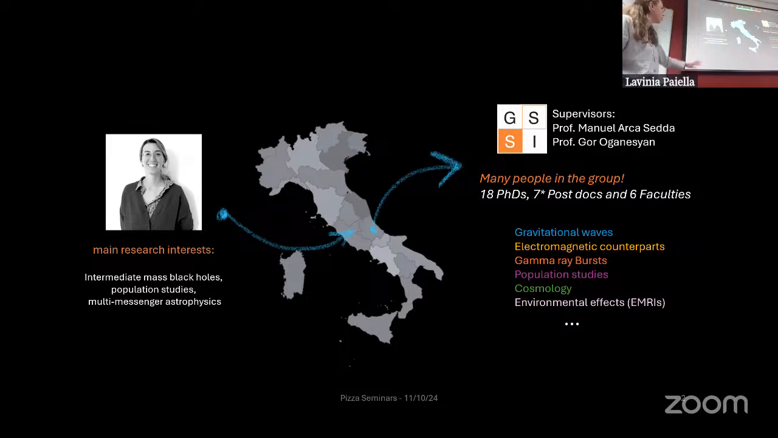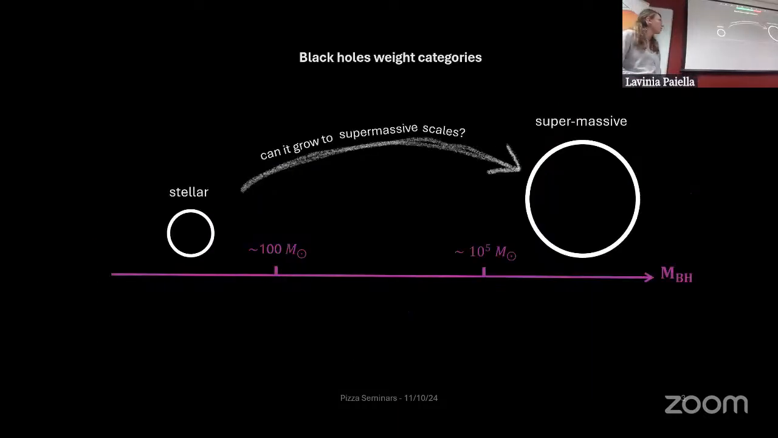But as I was saying, today I will talk to you more about these two things: intermediate mass black holes and populations of black holes in star clusters. So, okay, this is going to be a bit basic, hopefully very clear.